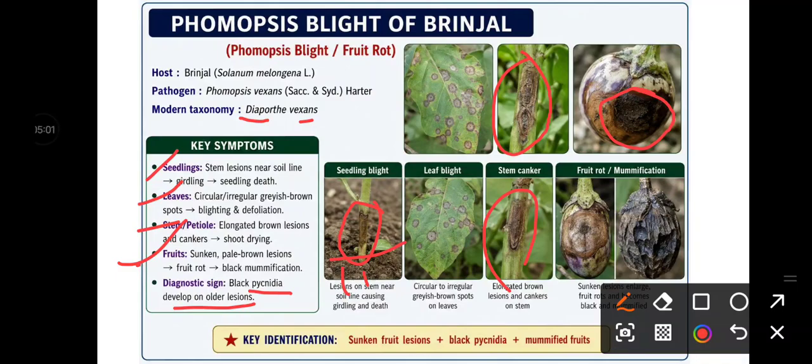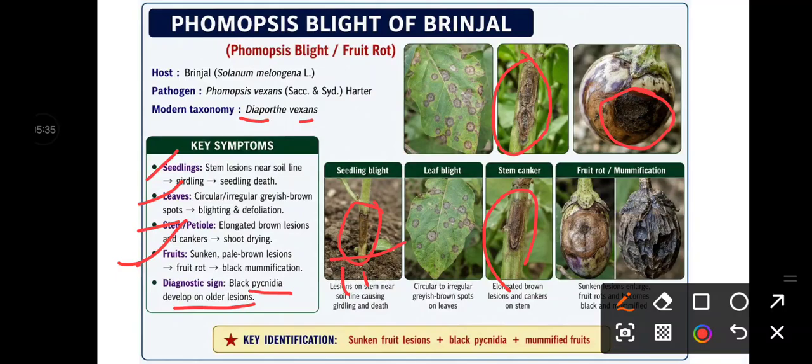leading to fruit rot and black mummification. That black mummification is nothing but the black pycnidia, the sporulating, conidia-producing structures on the older lesions of the fruits. Otherwise, this Phomopsis blight infects all the aerial parts of the plant starting from the seedling stage.